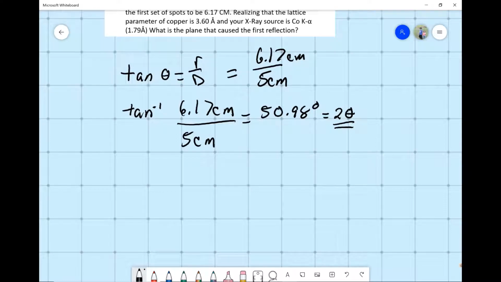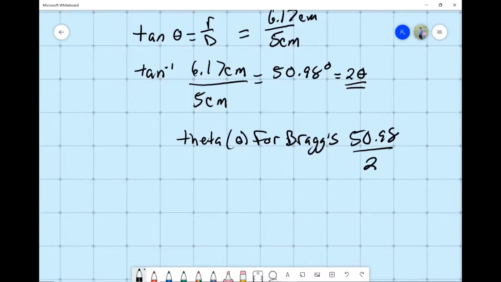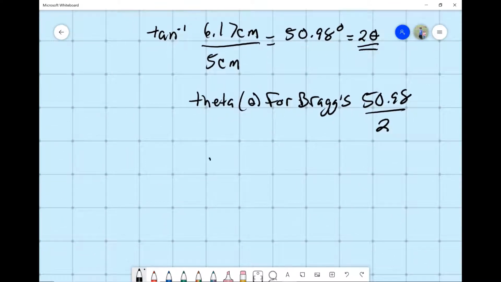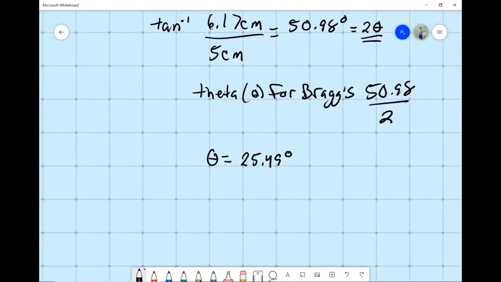So theta for Bragg's law is 50.98 divided by 2. The theta for Bragg's law is 25.49 degrees. And so now we know theta.